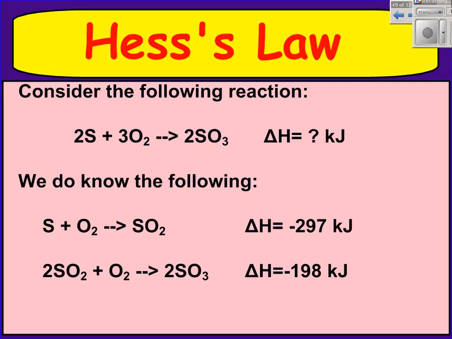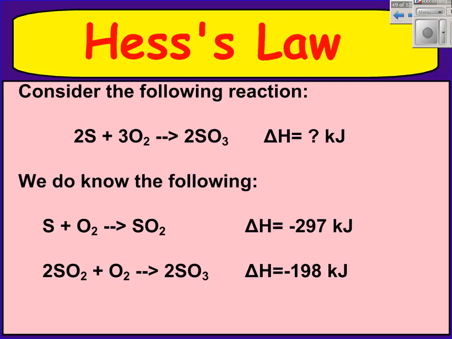What I want you to consider is the following reaction. We have 2S plus 3O2 yields 2SO3. This is the reaction that shows the synthesis of sulfur trioxide. Now a little background. Sulfur trioxide cannot be synthesized or made simply by combining sulfur and oxygen in a lab. It has to be done in steps. Notice the two equations that are below.